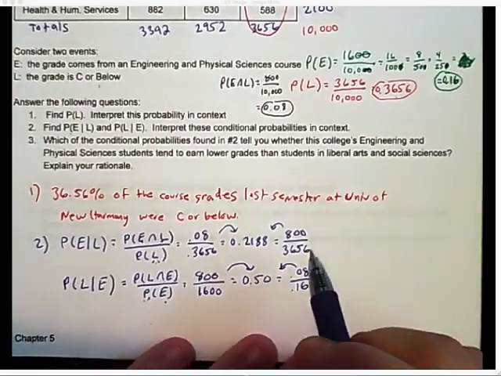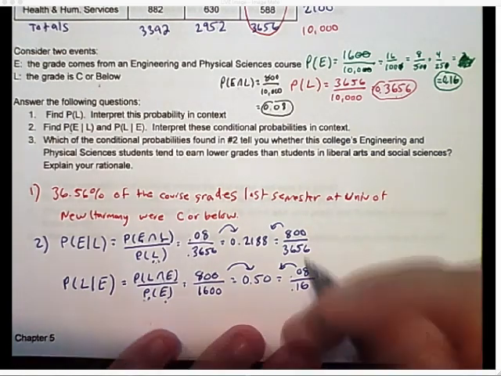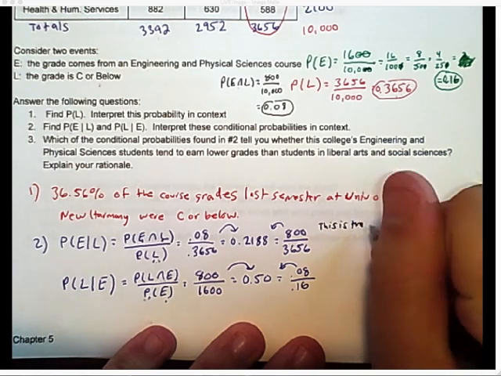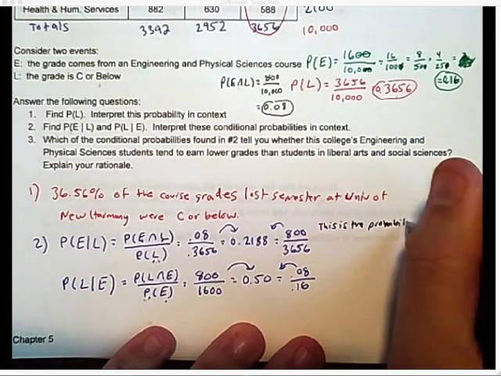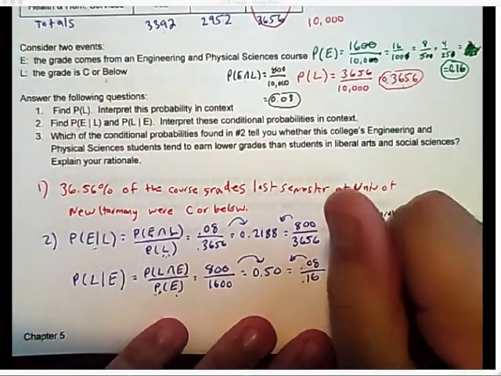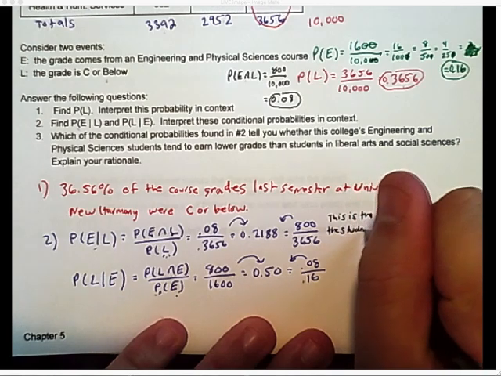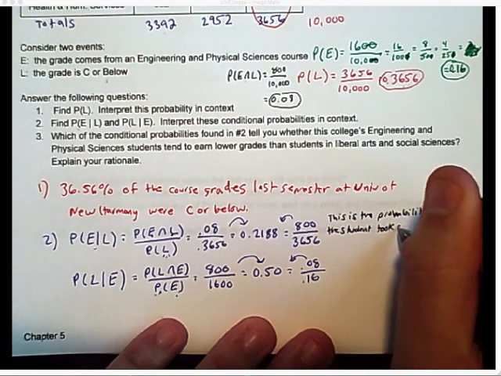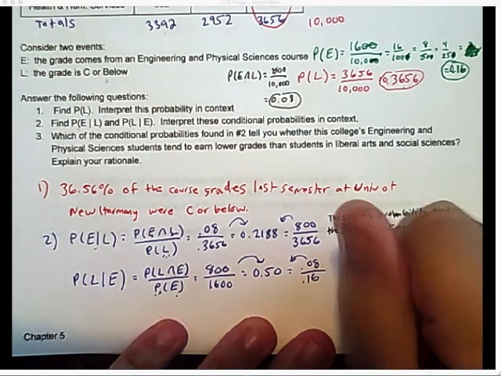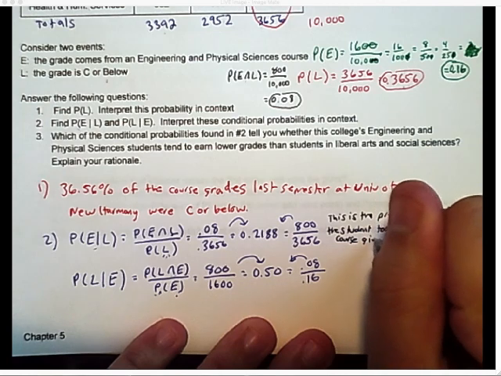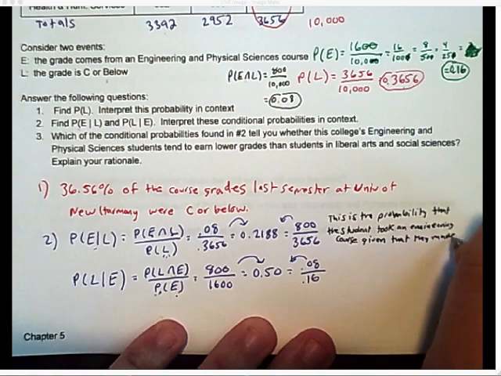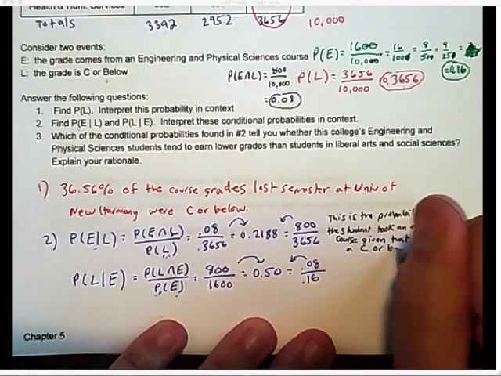All right, so it asked me to interpret these. All right, this right here, this is the probability that, what was E? That the student took an engineering course given that they made a C or below.